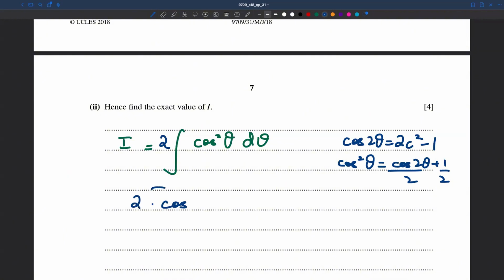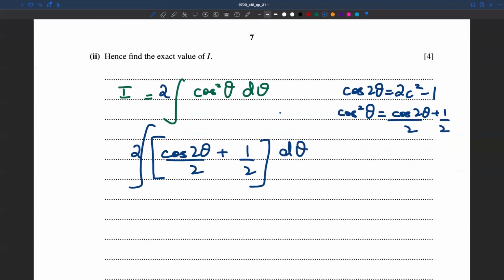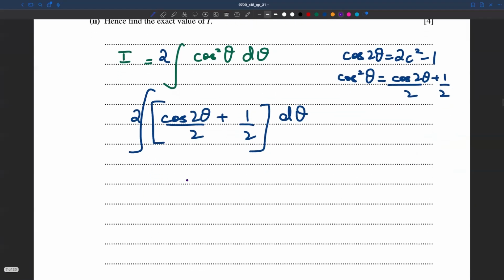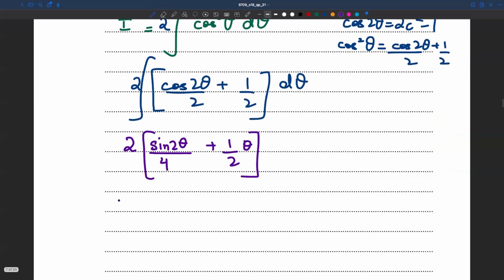So this will become (cos 2 theta plus 1) upon 2. Leave the 2 outside, and d theta. Now we know when we integrate cos, we get sine 2 theta upon 2, positive. So this will be plus, when I integrate 1 upon 2, that will become 1 upon 2 theta. And finally, you can multiply the whole thing by 2, or you can just substitute the limits first, whatever you find easy.